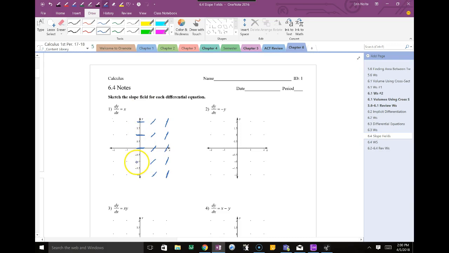When the x value is 0, they're all 0. When your x value is -1, you get a slope that bends back this way, -1. And at -2, they're all -2. So those little lines should all be parallel.